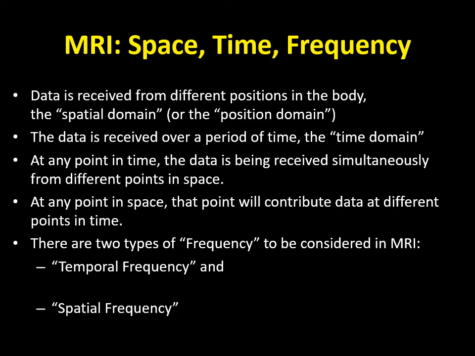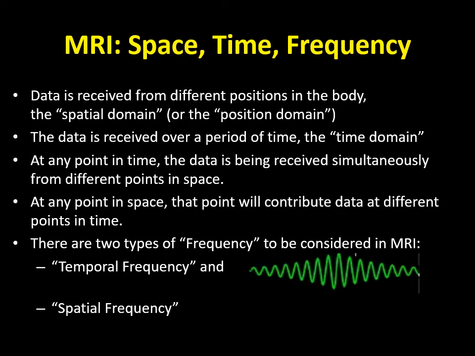In MRI, the data that is coming from the body comes from different positions in the body. This is called the spatial domain or the position domain, and is received over a period of time, the time domain. So it's relatively complicated because at any point in time, the data is being received simultaneously from different points in space. And at any point in space, that point will contribute data at different points in time. Therefore, there are 2 types of frequency that need to be considered in MRI. One is temporal frequency and the other is spatial frequency.